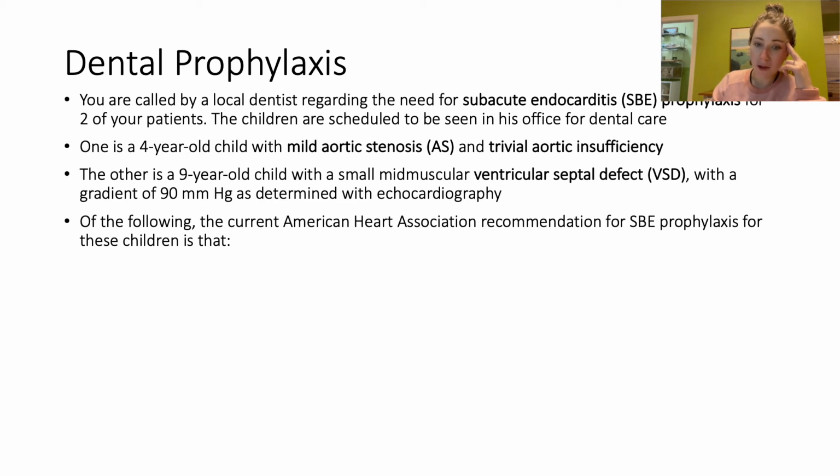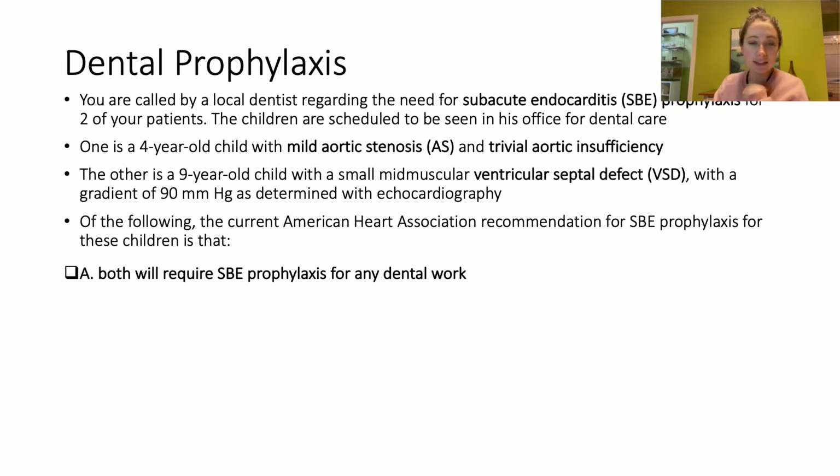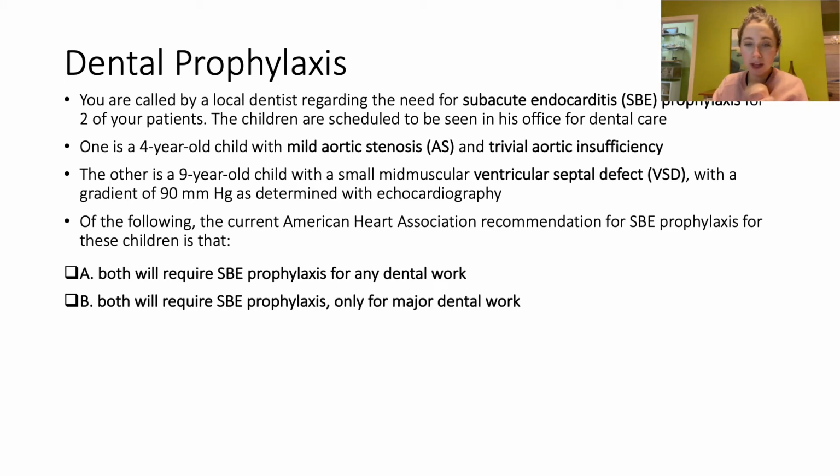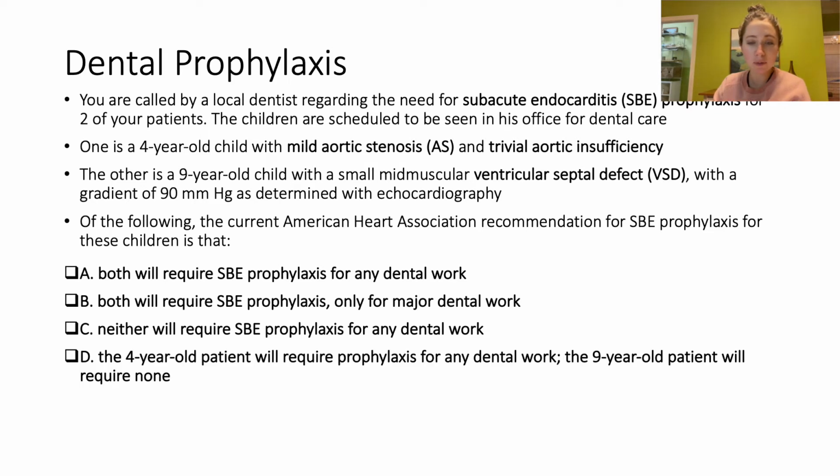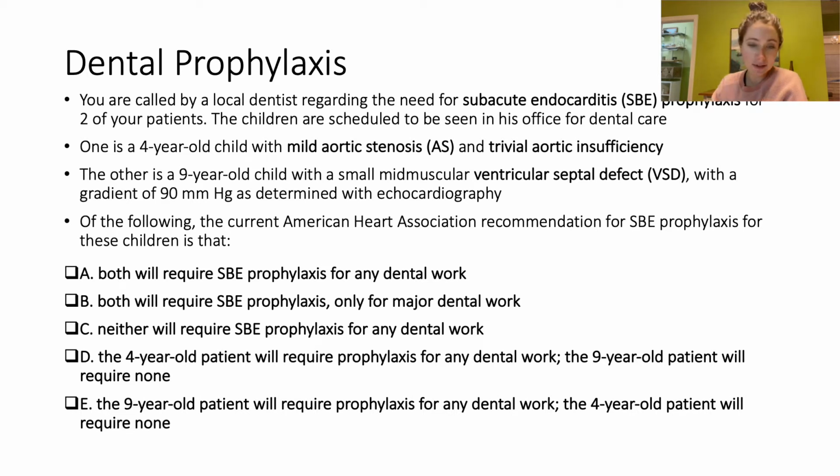Of the following, the current AHA guidelines for SBE prophylaxis are that: A, they both need SBE prophylaxis; B, they both need SBE prophylaxis, but only for major dental work; C, neither of them needs SBE prophylaxis; D, the 4-year-old with the mild aortic stenosis needs prophylaxis, whereas the 9-year-old with a ventricular septal defect does not; or E, the reverse. So the 9-year-old needs it, but the 4-year-old does not.